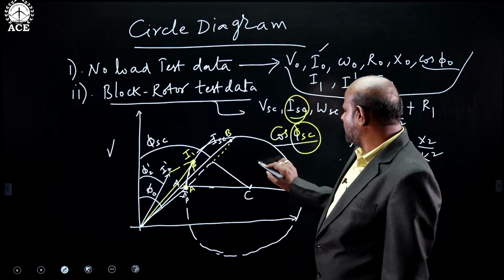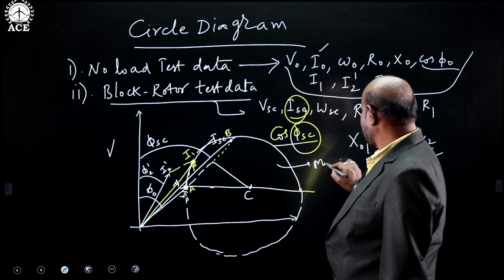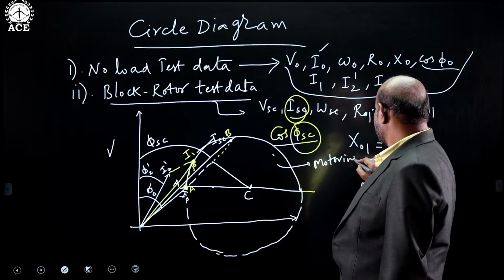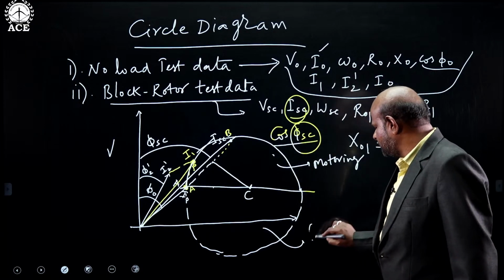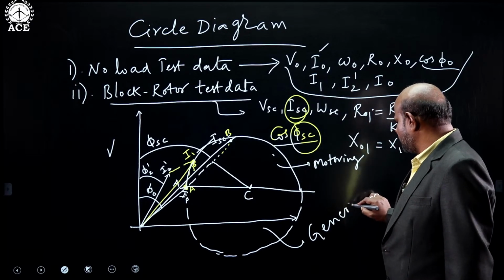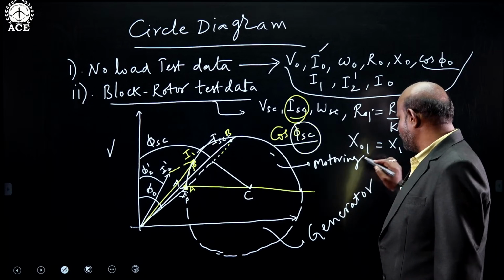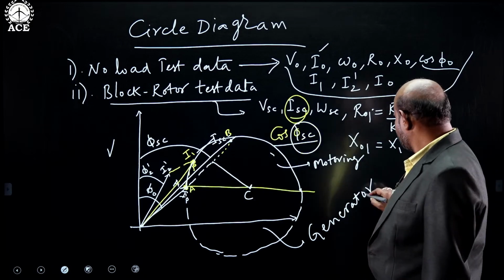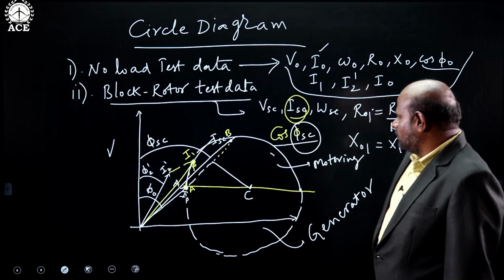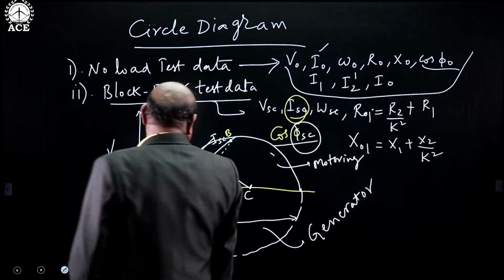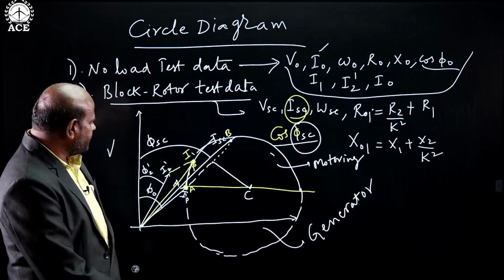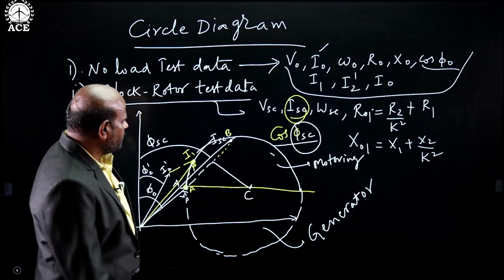If you draw the semicircle, this is for motoring operation, and the other half will be for generating. So the induction machine can act as a motor or generator. Right. Now what are you going to find out from the circle diagram?